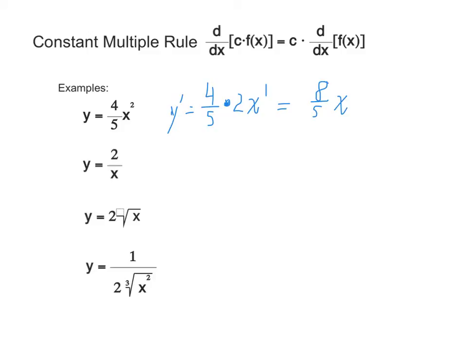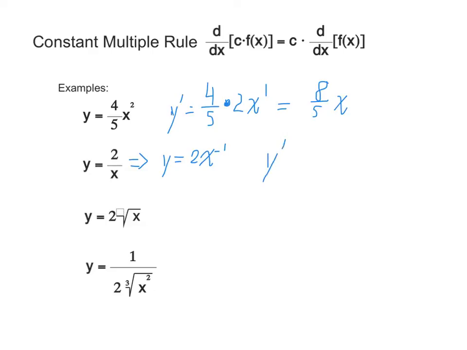The next one needs to be rewritten. We don't do fraction bars, remember. So this could be rewritten as 2x to the negative 1. Notice how I still wrote a regular y equals. That's because I haven't done any calculus yet. Until you actually take the derivative, don't use the prime symbol.